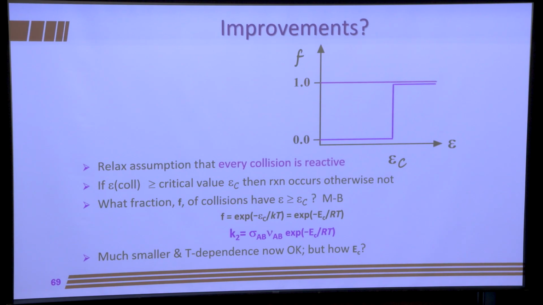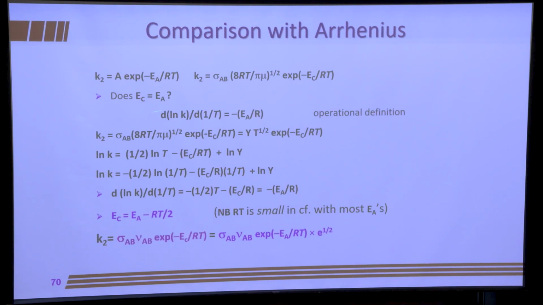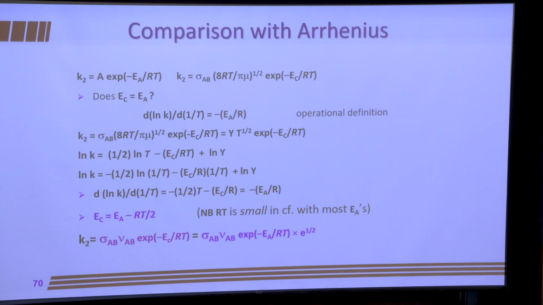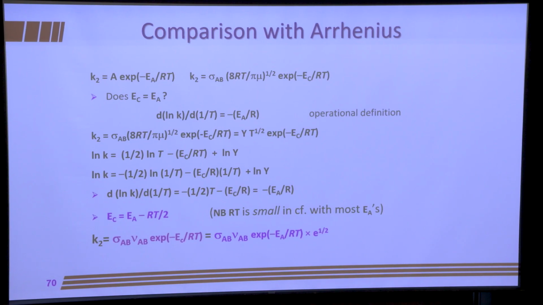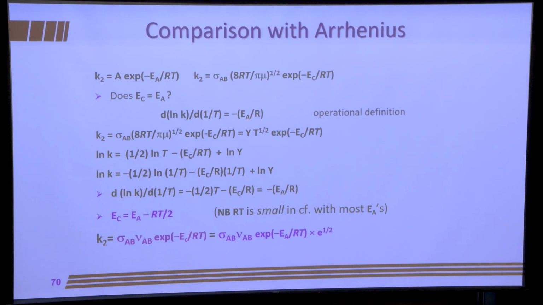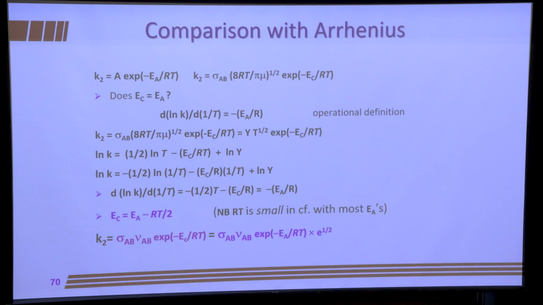But how about the critical energy? The question is the critical energy. We have conventionally, rate constant is equal to A e to the minus EA over RT. And now we have rate constant is equal to sigma AB the square root of 8 RT over pi mu, this is on a molar basis, times the exponent of minus a critical energy over RT. Okay, so does EC equal EA is the question. And the answer, of course, is no, right? Because we have to do all of this down here, okay?